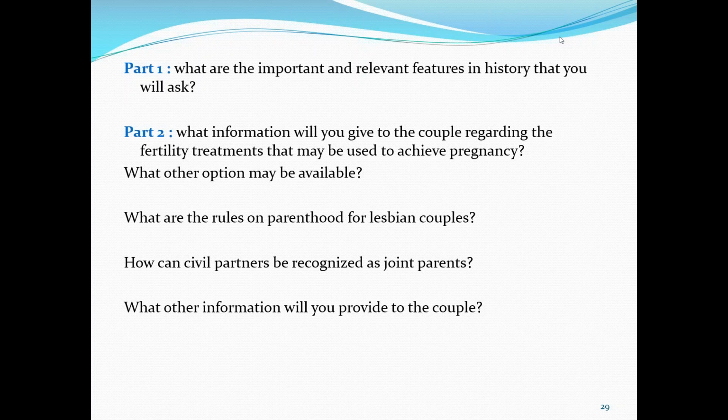How can a civil partner be recognized as a joint parent? What are the requirements for that? I think they should be in a civil partnership to be recognized as joint parents, and the non-birthing partner should also consent for this procedure, and they should not have any child before, I think, from some other partner.